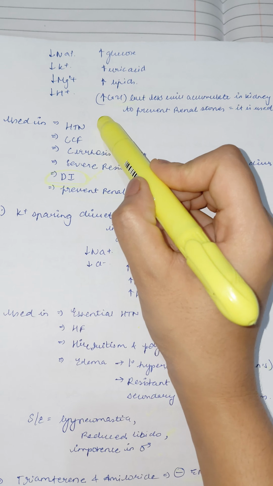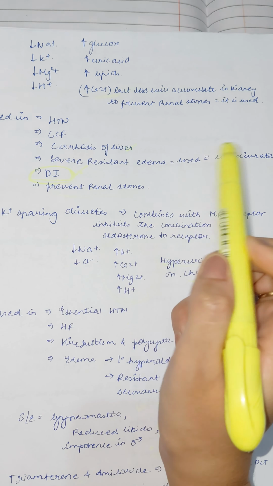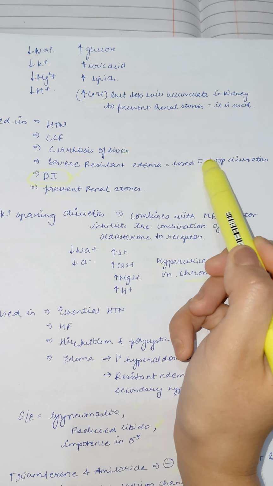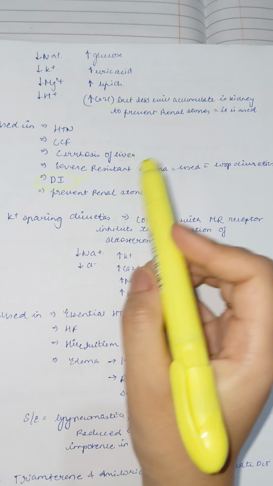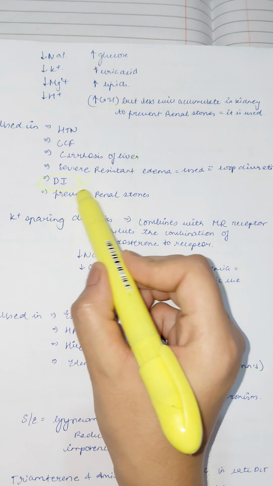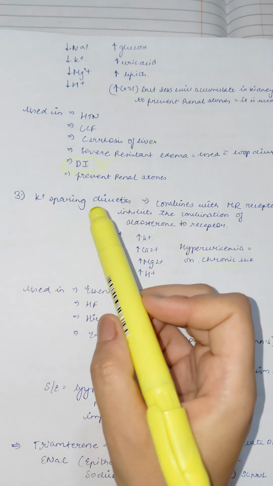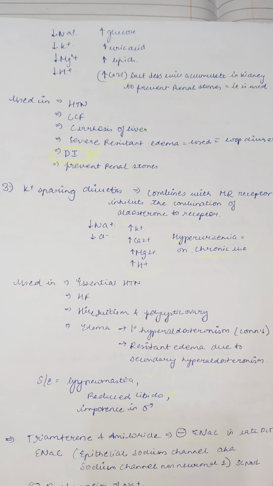It is used in hypertension, CCF, cirrhosis of liver, and resistant edema, in which thiazide can be given along with loop diuretics. Thiazide is the drug of choice for diabetes insipidus and it also prevents renal stones, as we have discussed earlier. Third is potassium-sparing diuretics.